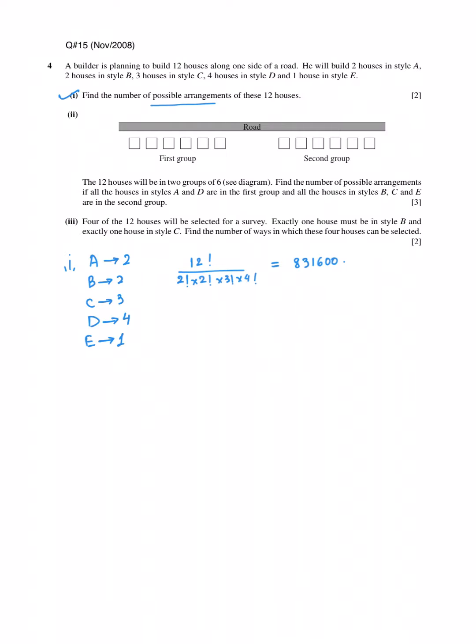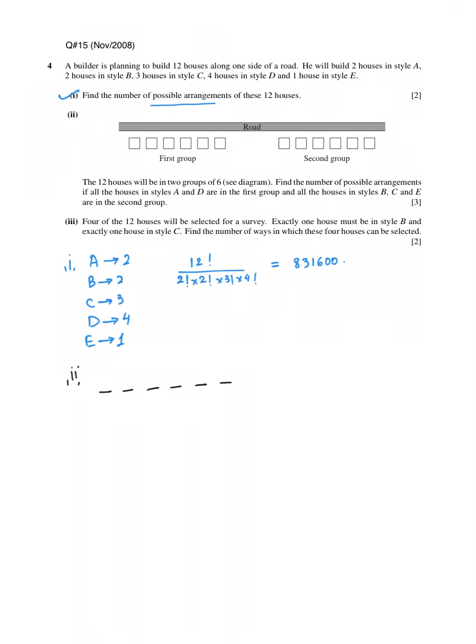Next, part 2. You have two categories, first group and second group. The 12 houses will be in two groups. Find the number of possible arrangements if all the houses in styles A and D are in the first group, and all the houses in styles B, C, and E are in the second group. In the first group, there are 6 houses, and we have A and D.